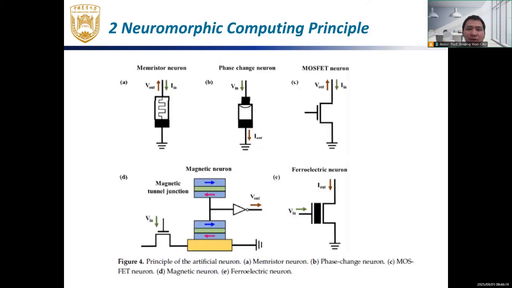About the artificial neurons, we can make 5 different kinds of artificial neurons. They could use memory resistors, phase change, MOSFET, magnetic tunnel junction, and also ferroelectric neurons. They have different principles, such as the spikes in and the spikes out, and they will have different kinds of spike signals as output. So based on the neural spikes, we can further build artificial neural networks that process these spike signals.